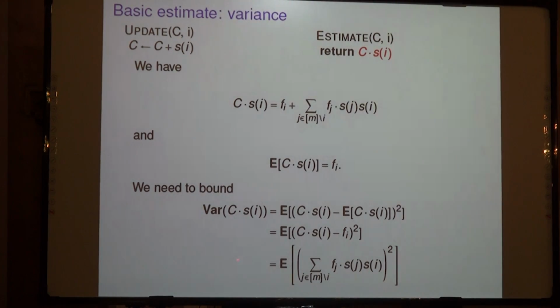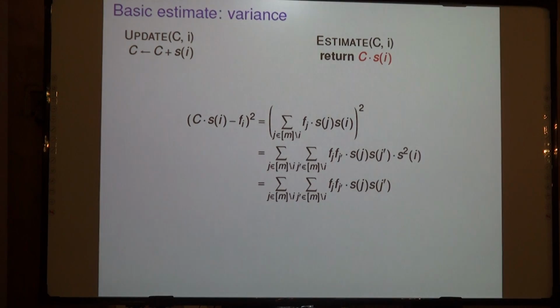Well, the variance is the expectation of our estimator minus its mean, the whole thing squared. Our estimator on the previous couple of slides, we just rewrote as fi, which conveniently is its mean, plus the sum over all the other elements in the universe, their frequency times the product of signs. So the variance is what? Basically, fi cancels, and what we get is that the variance is the expectation of the sum over all other elements j in the universe of their frequency times sj si, the entire thing squared.